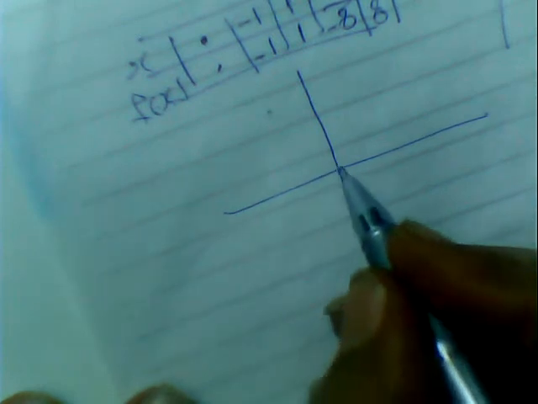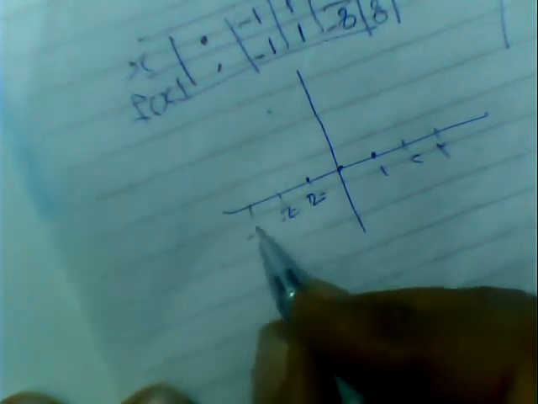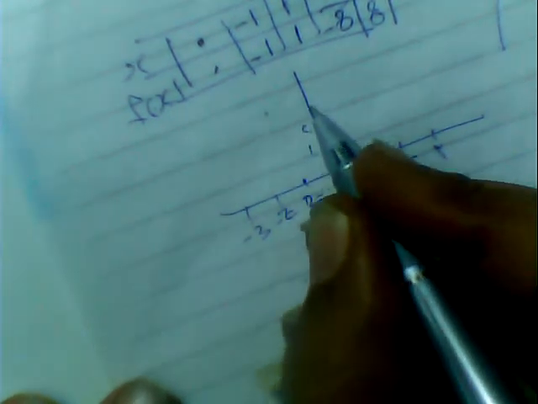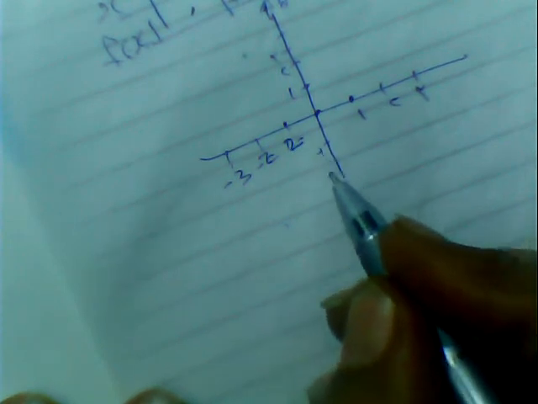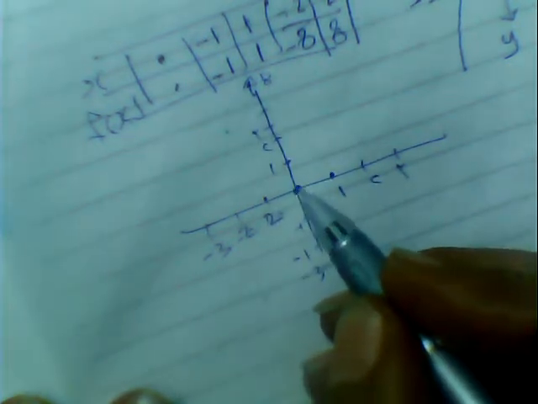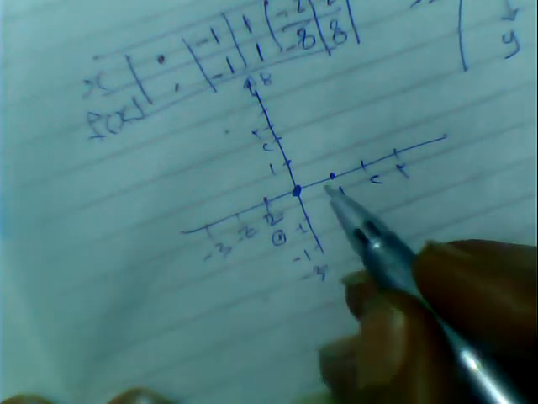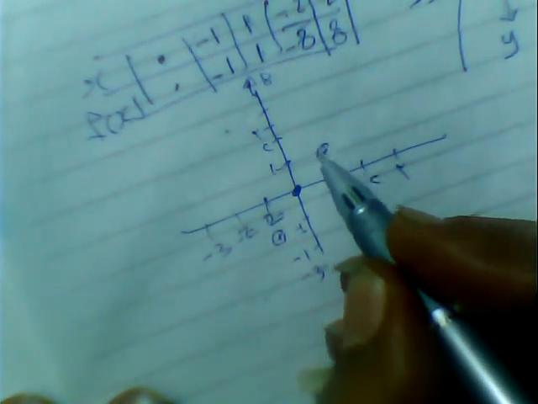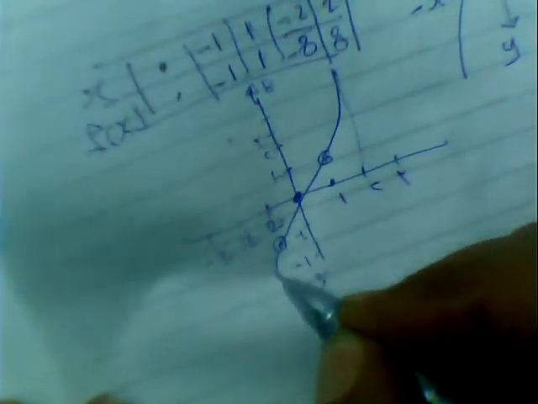Okay, you can draw like this: 0, 1, 2, 3, minus 1, minus 2, minus 3, and maximum 8. Then 0, 0 here, and minus 1 comes in, and 1 equals this point, 2 equals 8 going up, then it really comes the same.